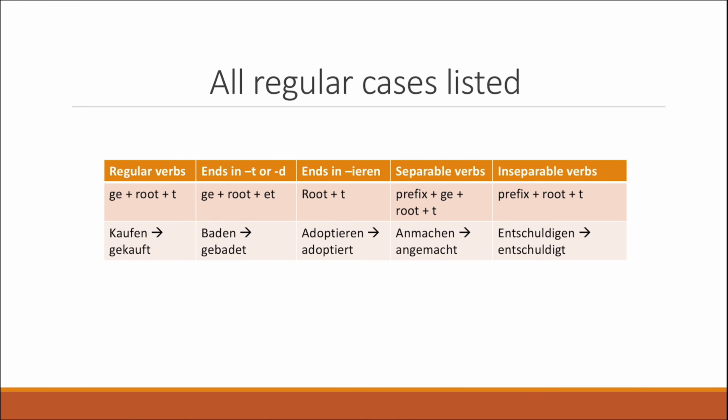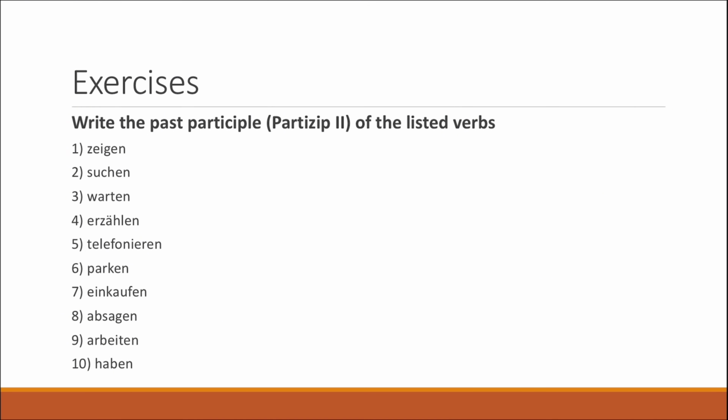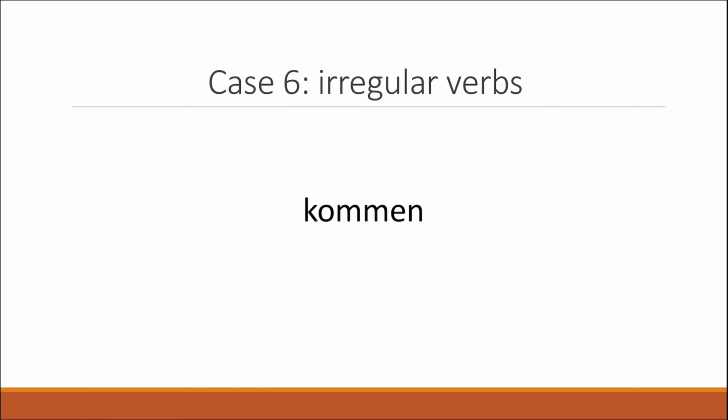Now, before we come into the last case we're talking about today, firstly, I'm going to show you some exercises. Now, you can see 10 verbs, and please write the past participle, Partizip 2 in German, of the listed verbs. And if you would like the right solutions, just write me a comment and I will send you the right solutions of that. So please do the exercise because it's very important. I think past participles are the number 1 mistake when it comes to people learning German, so it is also very important to remember that.